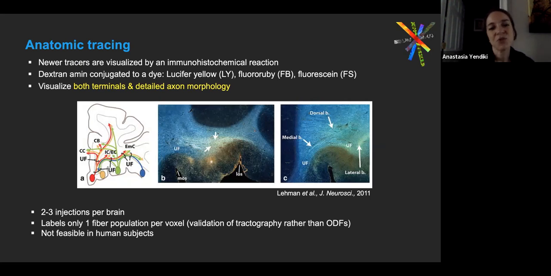A limitation of this approach is that you cannot get the full connectivity diagram of an entire brain. We can do 3 different tracers that do not interact with each other. At best, we can do 3 injections per brain in different areas. And this is very appropriate for validating tractography, but not so much for validating orientation distribution function, because it labels all the axons in a single fiber population that goes through a voxel. It doesn't label all the ones that are crossing with it. And also this approach is not feasible in human subjects.